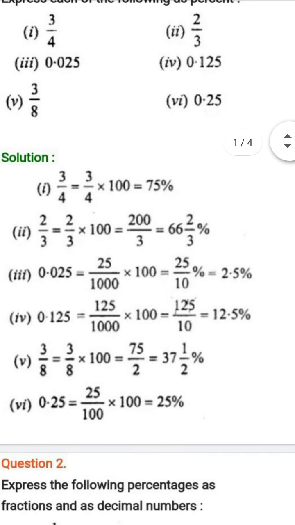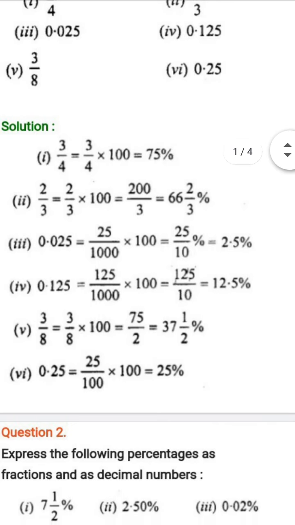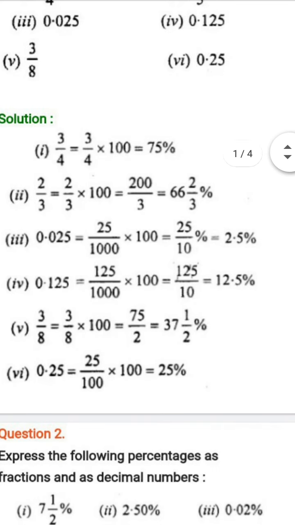See, another example we will see. See the fifth one, 3 upon 8. 3 upon 8, the denominator is not 100, so we have to multiply it by 100. 3 upon 8 multiplied by 100. So again do the division. After doing the division and multiplication, we will get the answer 75 upon 2. 75 upon 2 cannot be divided afterward, but we can write it as a mixed fraction, 37 and 1 upon 2 percent.